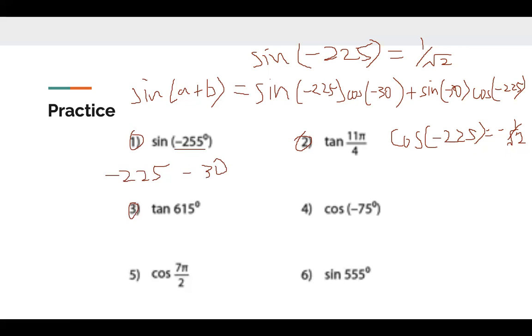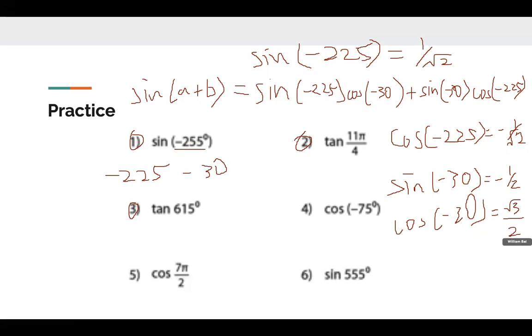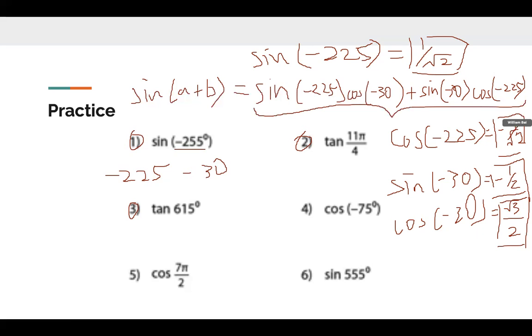Then we look at negative 30, sine of negative 30 and cosine of negative 30. Sine of negative 30 is equivalent to negative 1/2, and cosine of negative 30 is equivalent to root 3 over 2. I believe that should be correct. So now you have the 4 values we need. This one, this one, this one, and this one. Once you have these, you can just substitute those into this part.